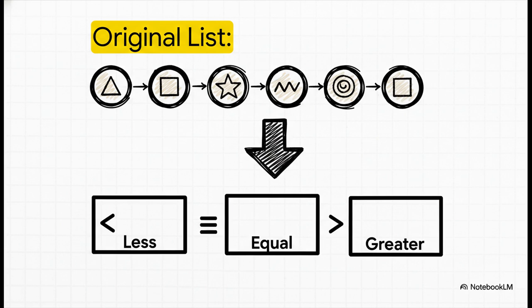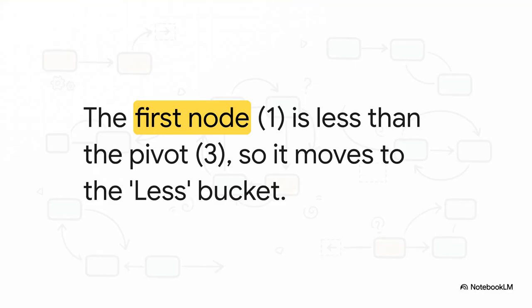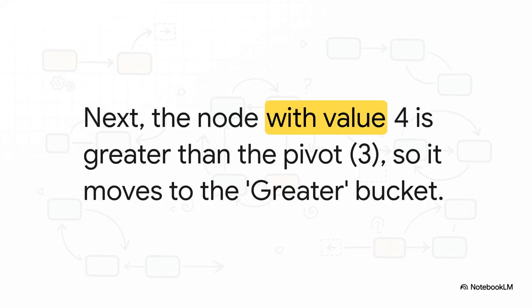Okay, let's start sorting. For this example, we'll say our pivot value is 3. So we grab the first node from our list, which has a value of 1. Since 1 is less than our pivot of 3, it goes directly into our less bucket. Easy enough. Next up is the node with the value 4. Well, 4 is greater than our pivot, so it gets moved into the greater bucket. And we just keep this process going, taking one node at a time and placing it into its correct bucket.